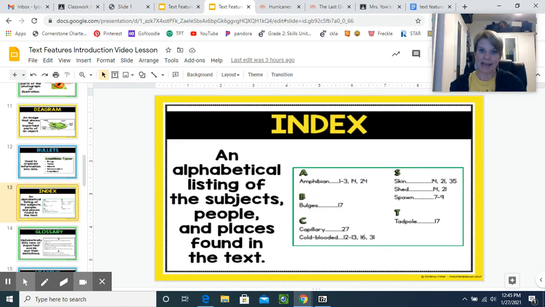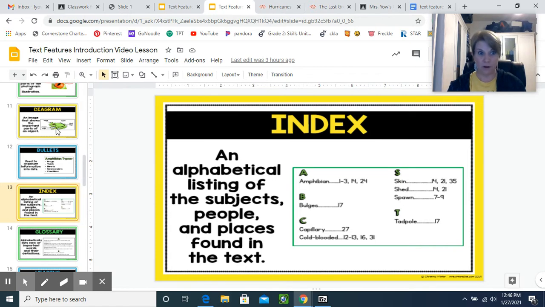All right, an index. An index is an alphabetical listing of the subjects, the people, and the places that are all found in the text. An index is usually at the very end of your text or your book. And when you turn to that index, don't get confused. An index is not the same as a glossary, which we're going to talk about next. An index is just going to tell you different words that are in the book, and it's going to list every single page in the book where you can find that word.